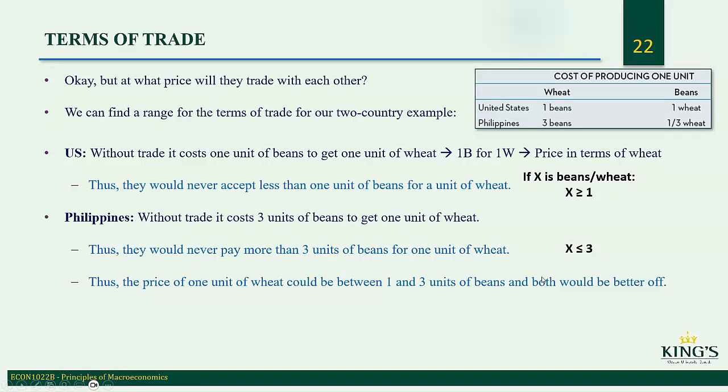So there's a range here. This would be something they would negotiate. And as long as it's between this range, they're both going to be better off. So let's just assume that they negotiate a terms of trade where 1 unit of wheat costs 2 units of beans. So this price, in terms of beans for wheat, is 2, right? So basically they have agreed that the U.S. is agreeing here to 2 units of beans for every unit of wheat that they produce.